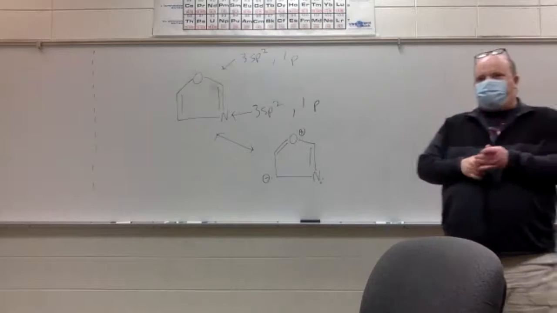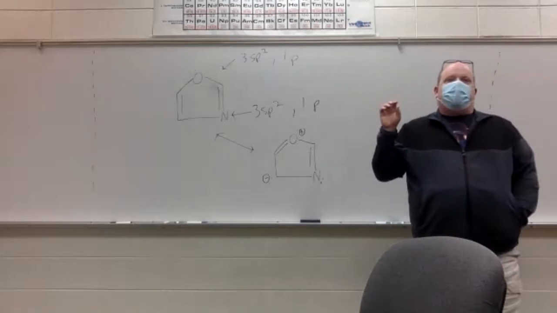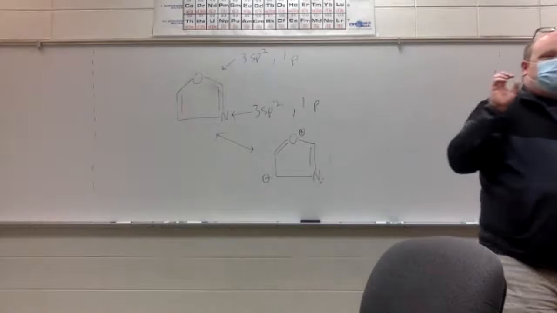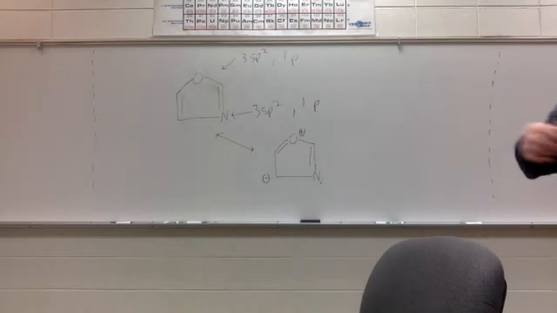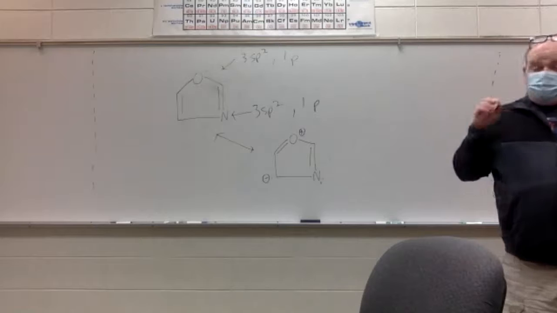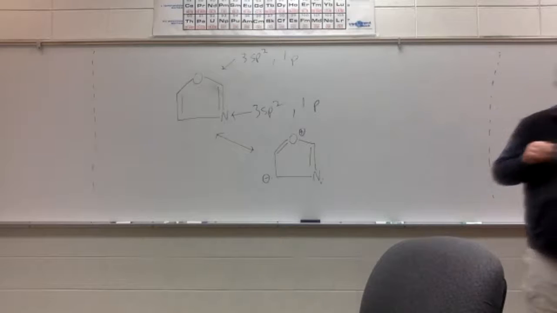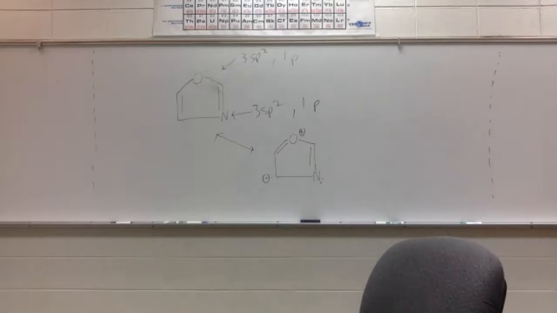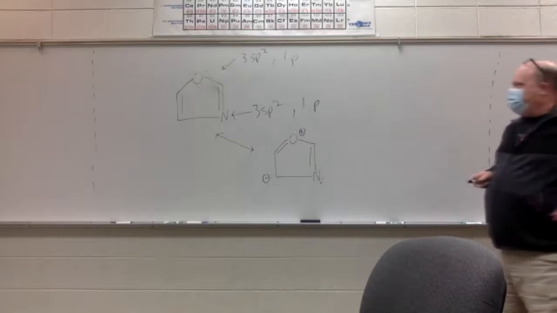Bottom line, if you have something with unshared pairs of electrons, and this could be a heteroatom, it could be a charged carbon, whatever. If you have something with unshared electron pairs in an allyl position, you're going to be able to draw resonance structures like this. So that's something you're probably going to want to be able to recognize.